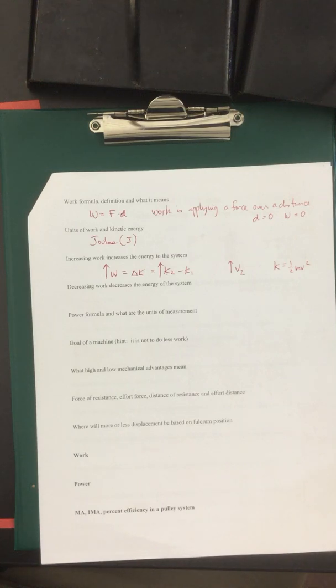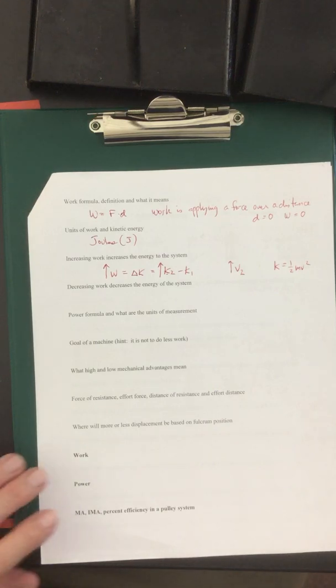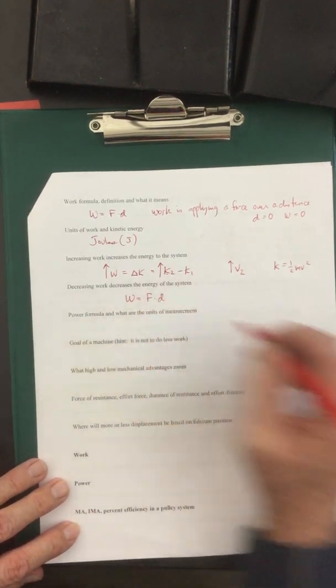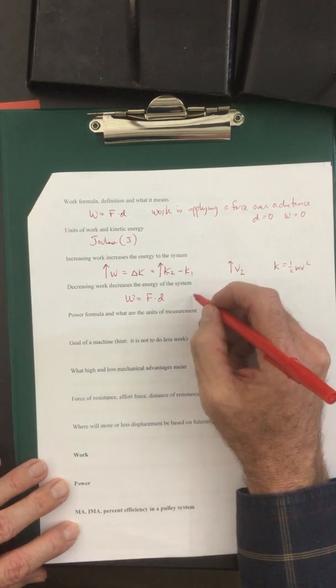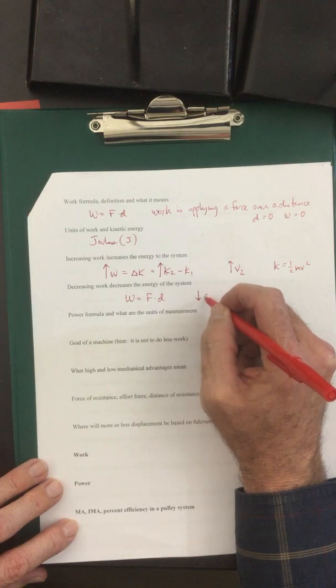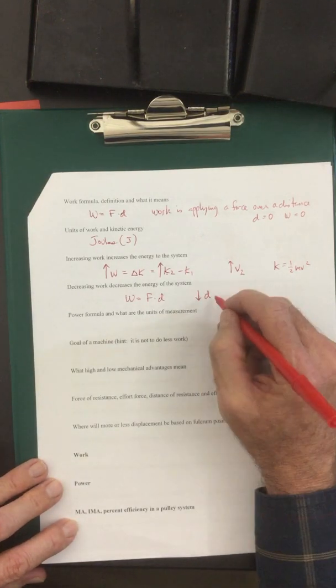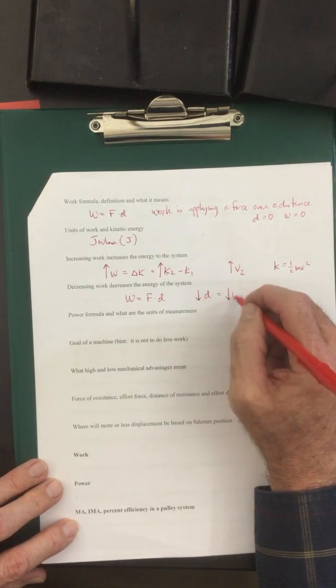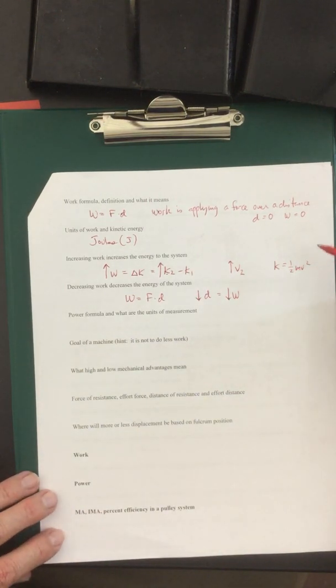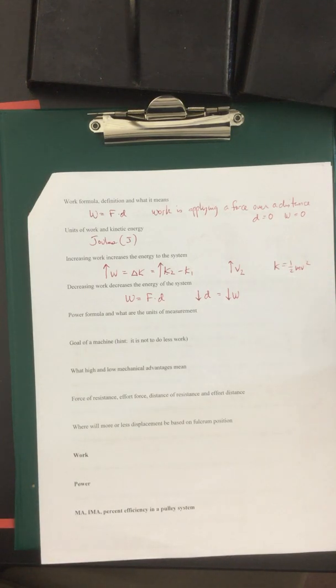Decreasing the work decreases the energy of the system. We can also see this in the formula work is equal to force times distance. If you decrease the distance that you move an object, you're going to be doing less work. Or using the prior example, if you're going slower, you're going to be decreasing your work as well.